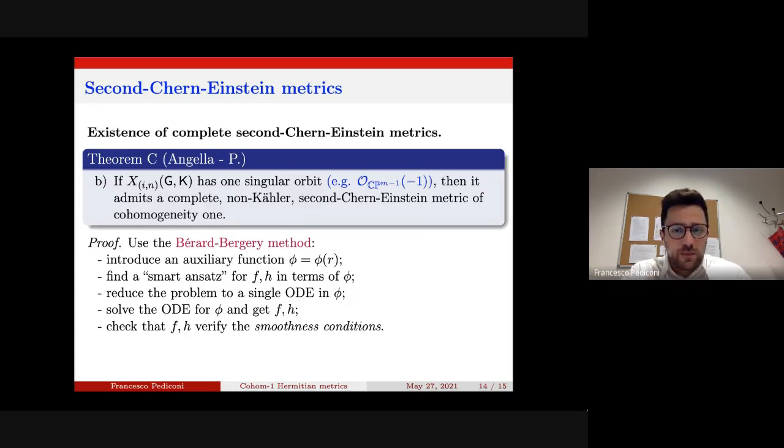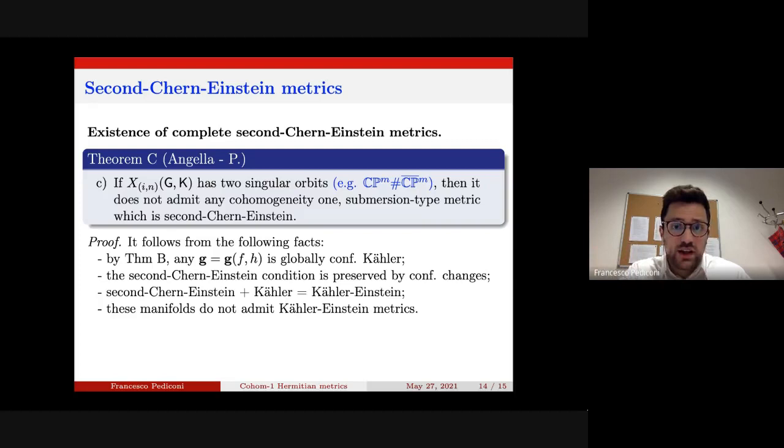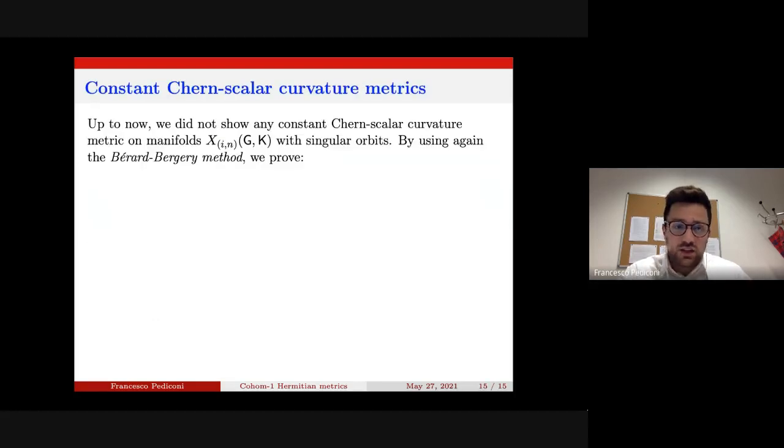So this concludes the study of Second-Chern-Einstein condition for these metrics. And the last condition that we studied is the so-called constant Chern scalar curvature condition. So by theorem C, if the manifolds have no singular orbits, we found Second-Chern-Einstein metrics which are homogeneous. So in particular, they have constant Chern scalar curvature.